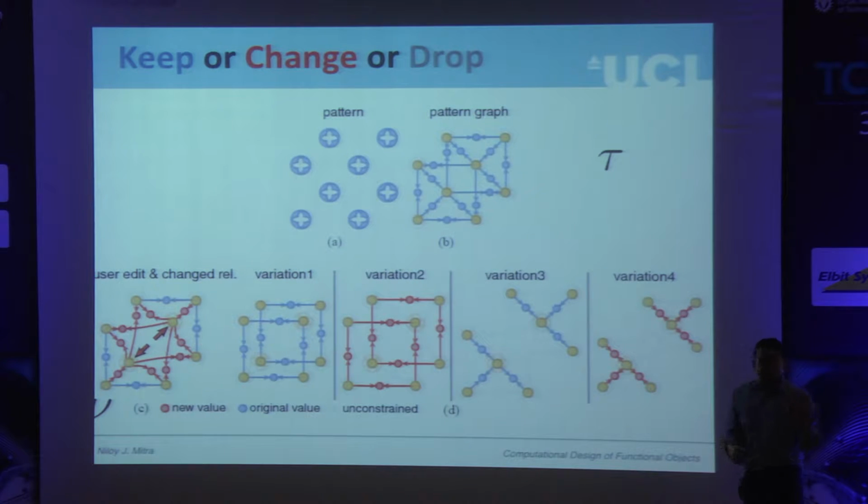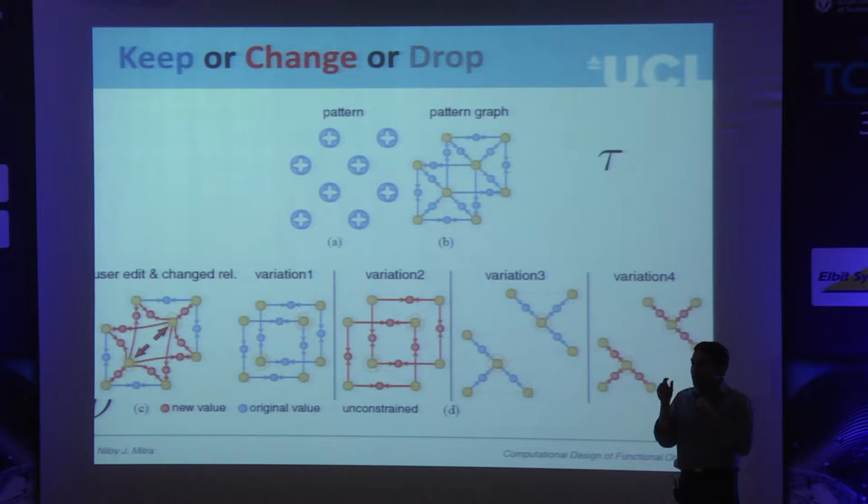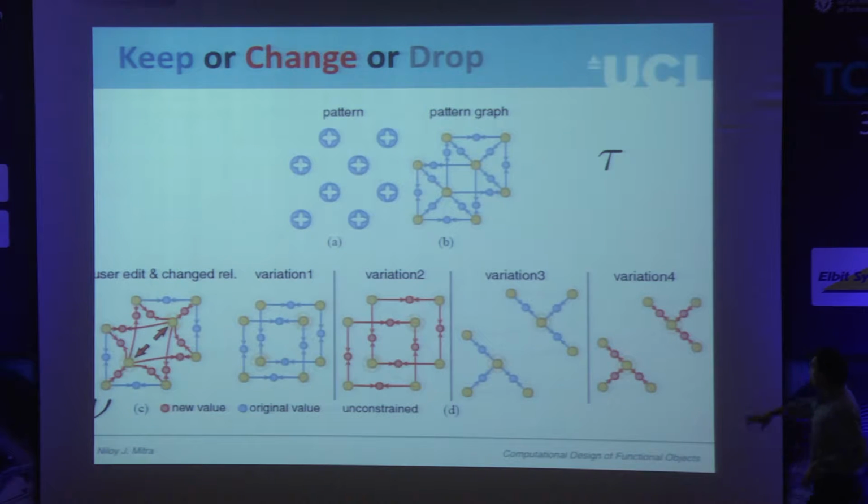You can keep the original relation. You can change it, as in you keep that they're going to be equally spaced, but the spacing is changed. That's what I call change. Or you can completely discard this relation. So for each relationship edge, you have three possibilities. So we are talking about a 3^n, 3 to the power n, space to explore. Okay?